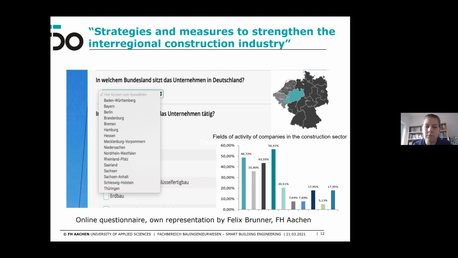And for example, here's one of the interesting things we found out by asking more than 80 companies what problems they are struggling with when doing interregional projects and which type of help they could need further on. So this was a quite interesting study we completely managed digitally with our former student Felix Brunner.